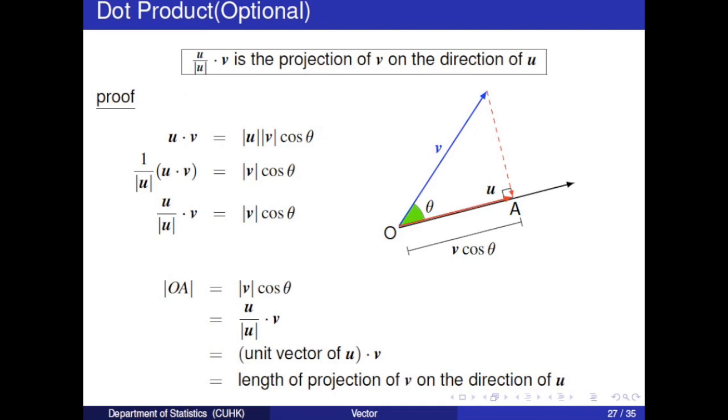By using the dot product, we can deduce that U over the length of U dot V is the projection of V on the direction of U. The proof is shown below.